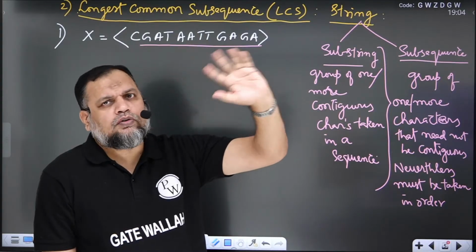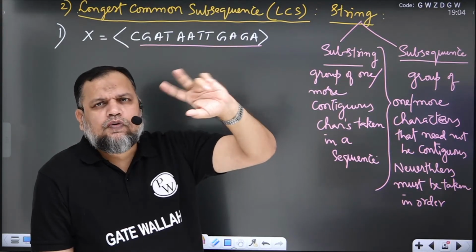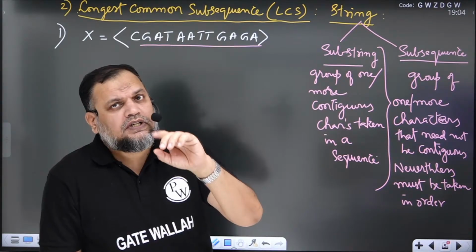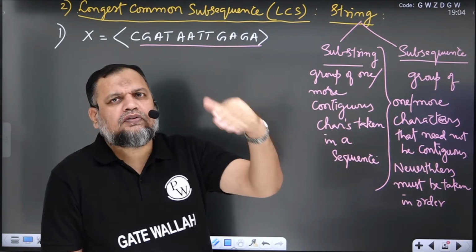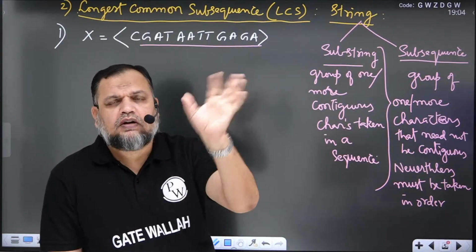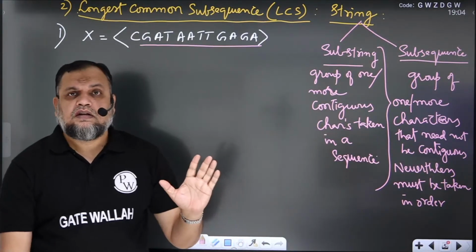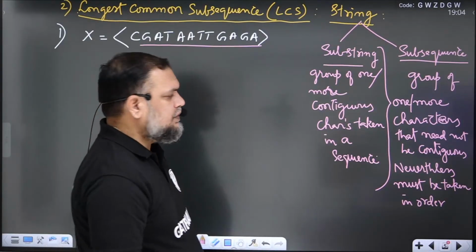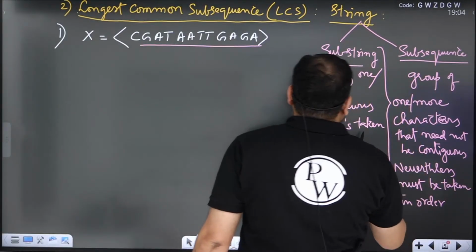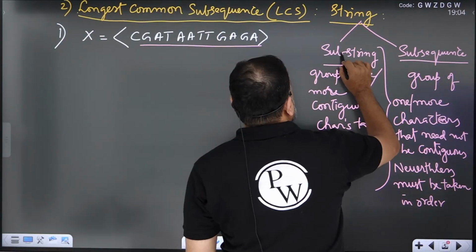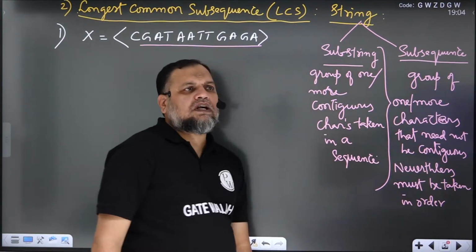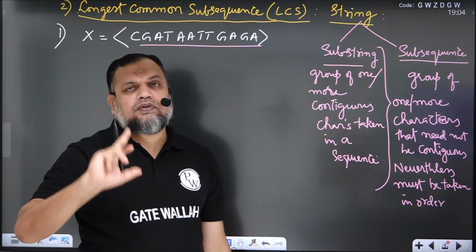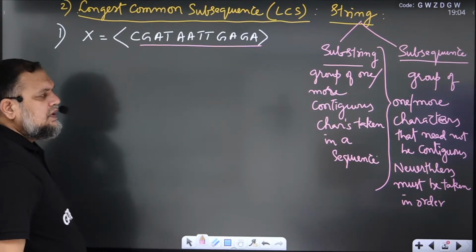Order is important in both substring as well as subsequence. But the fundamental difference is that a substring is always contiguous. A subsequence need not be contiguous, but nevertheless, the order of the characters must be maintained. That is nothing but subsequence. So this implies that every substring is a subsequence, but every subsequence is not a substring, because there the contiguity constraint is not there.